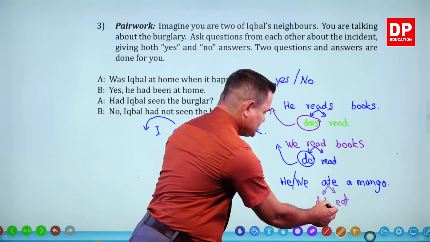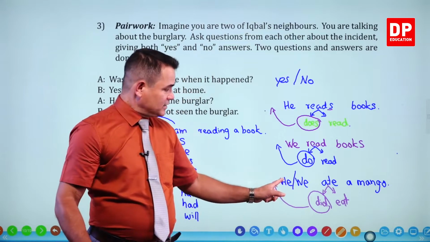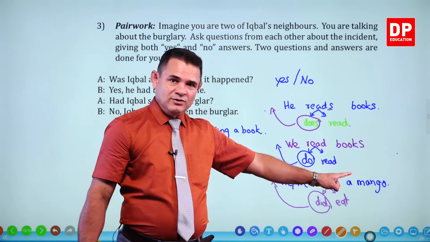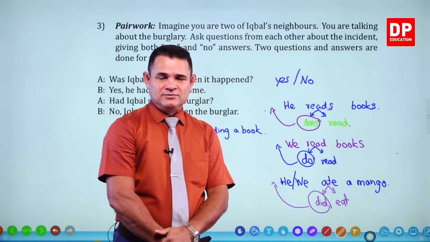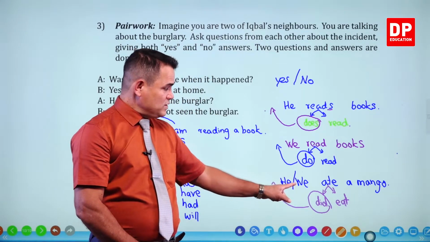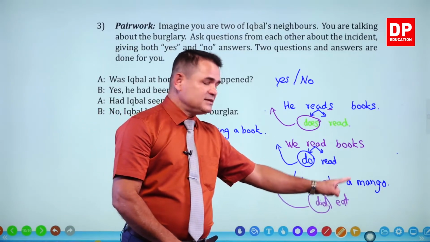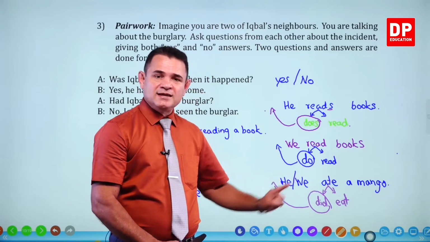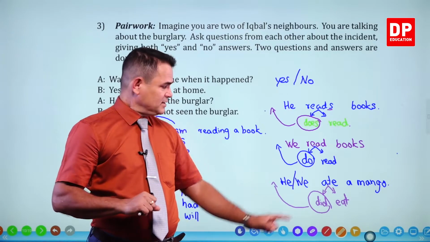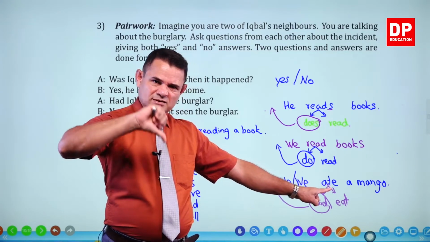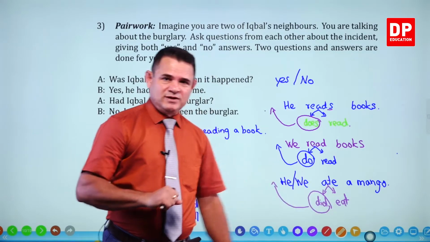To make the question, you take this one here. Then he ate a mango. The question is, did he eat a mango? Or we ate a mango. Did we eat a mango? After did, you don't say ate. Did he ate? Wrong. Did we ate? Wrong. Did we eat? Ate has to become eat.